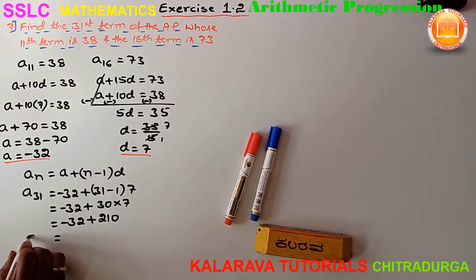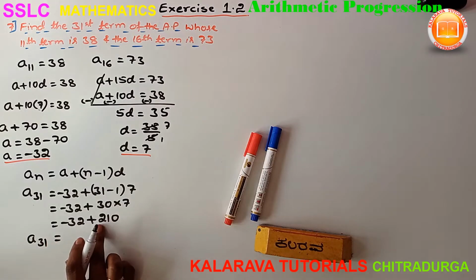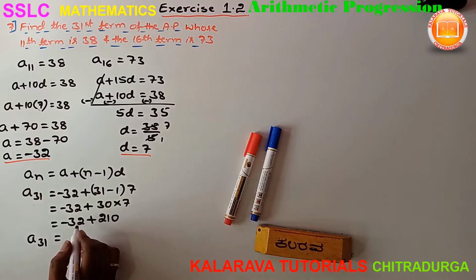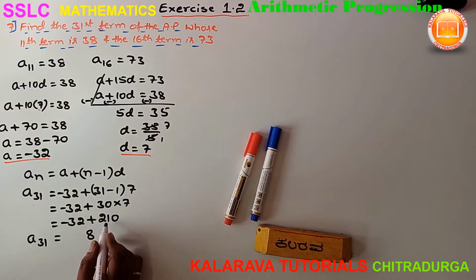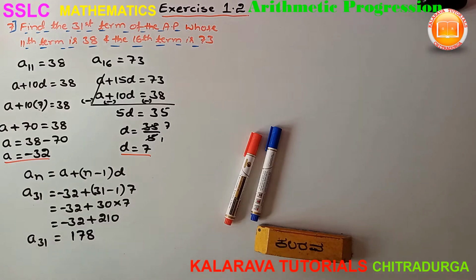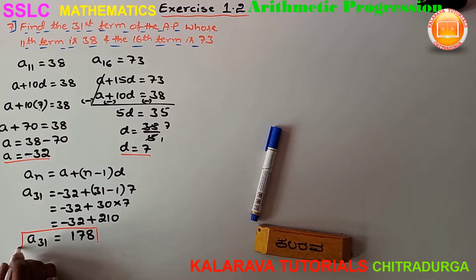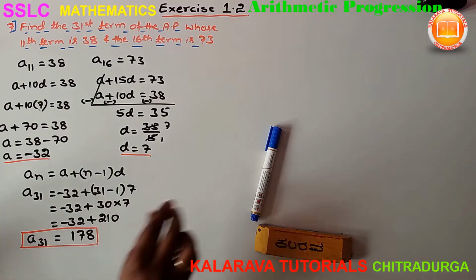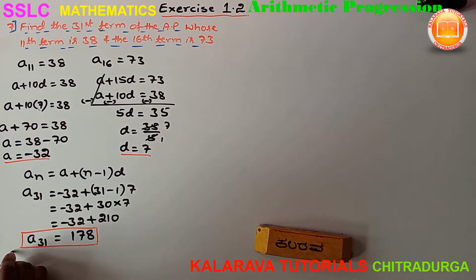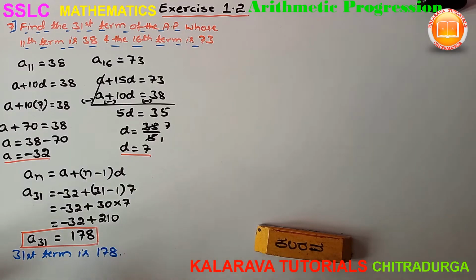So we have minus 32 plus 210. Because this is the minus symbol and this is the plus symbol, we subtract: 10 minus 2 gives 8, 10 minus 3 gives 7, and here it is 1. The bigger number has the plus symbol, so A31 is equal to 178. So this is the 31st term of this AP. The 31st term is 178. This is the answer.